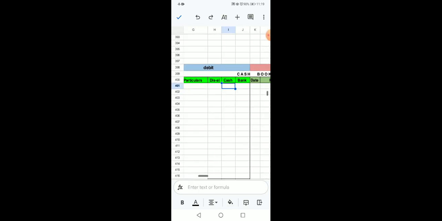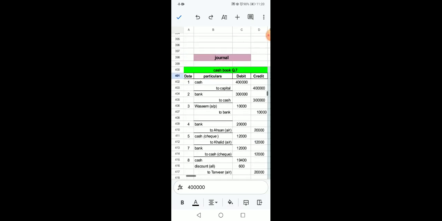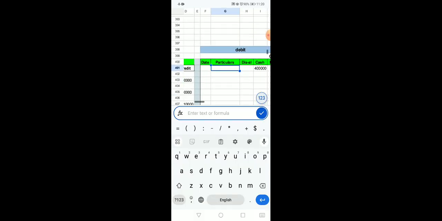In the first entry there are two elements, but only one element is associated with the cash book, and that is cash, which is being debited with 4 lakh rupees. You will go to the debit side of the cash book and write 4 lakh. Now you will seek the reference. Reference is whatever is written on the opposite side. The opposite side is capital, so you will write To capital as your reference.